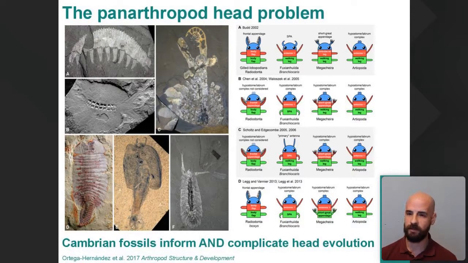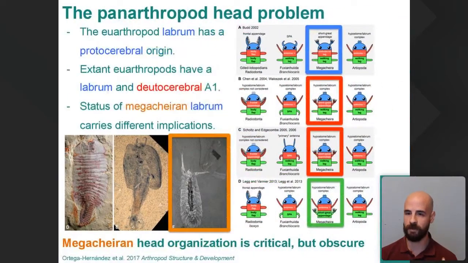Now, the complication here is that basically every hypothesis under the sun has been suggested to try to account for the segmental homology between the appendages of all of these very different animals. What we can agree on is that the labrum, as we understand it from extant diversity, has a protocerebral origin. So the labrum does belong to the anterior-most part of the brain and the head. So that's good enough already.